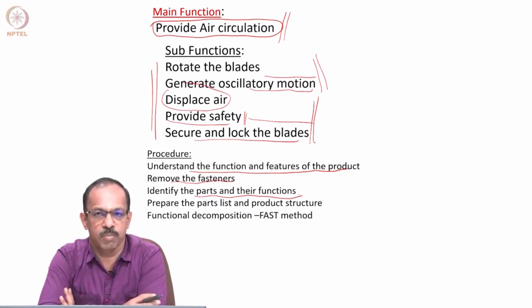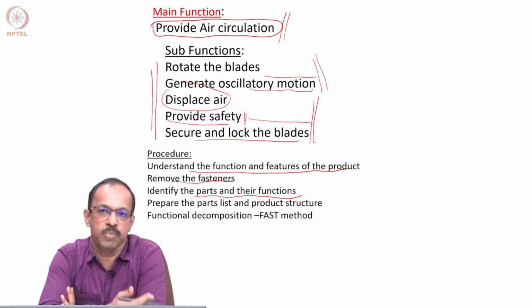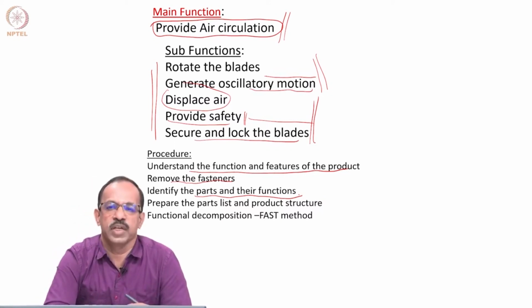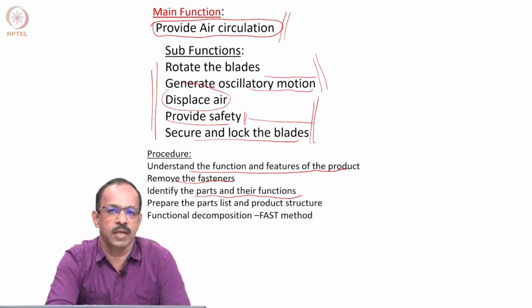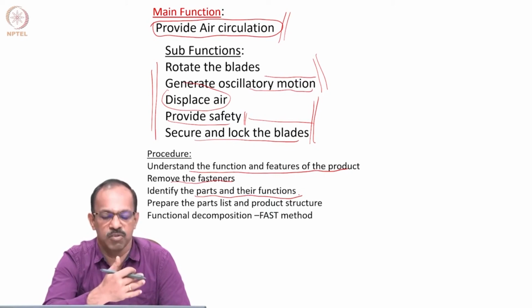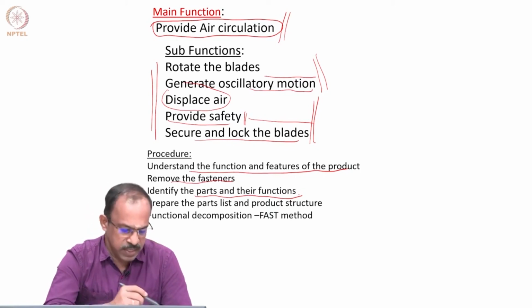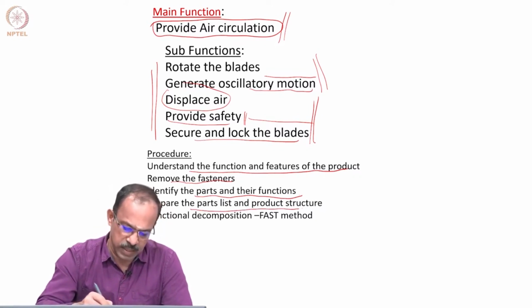Whenever you take out a product or a part, you need to look at what the function of that part is in this particular product, what the part is actually doing in the product in order to get the main function. There will be some small functions which are done by these parts. And then you prepare a parts list and the structure.